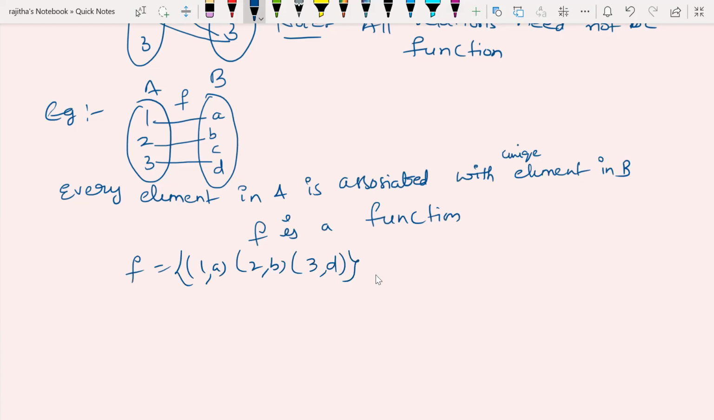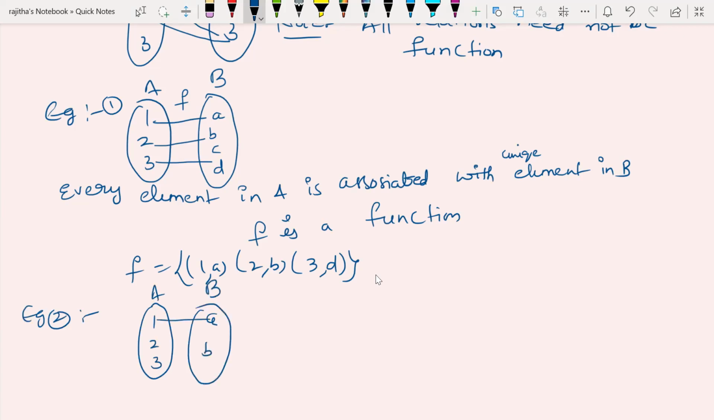Okay. Next, let us discuss one more example. Set A is {1, 2, 3}, set B is {a, b}. 1 is associated with a, 2 is associated with a, 3 is associated with b. Here G is equal to {(1,a), (2,a), (3,b)}. So here also G is a function. Every element in A is associated with a unique element in B. Yes, G is a function. Next, one more example.